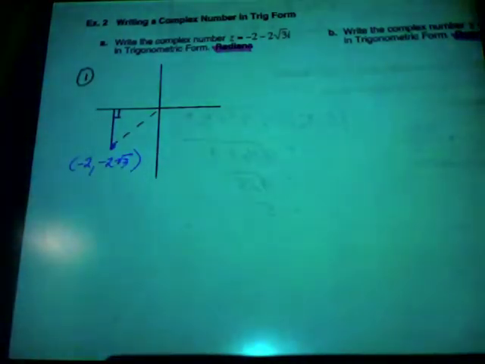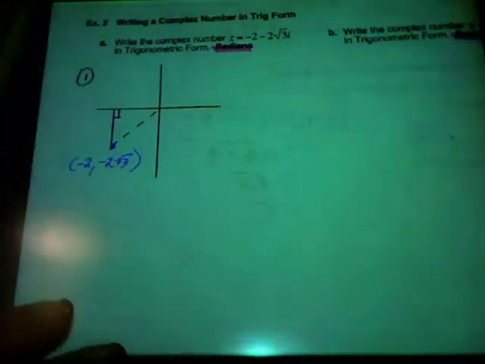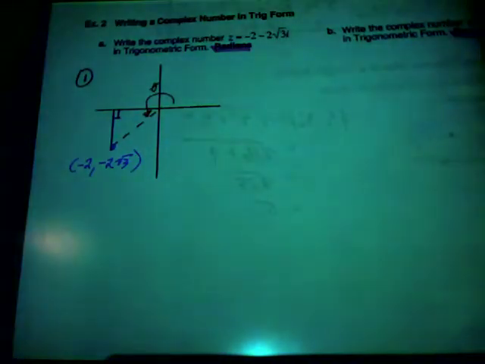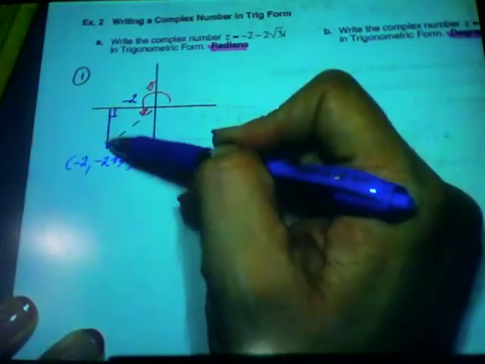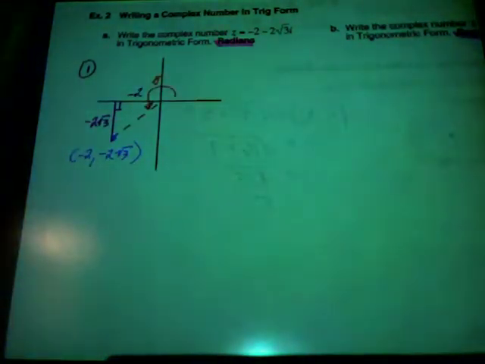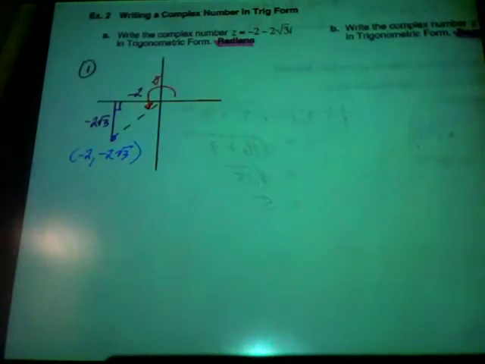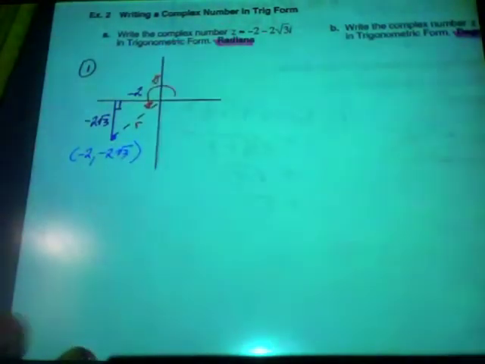So I can create a reference triangle. Go straight up to the x-axis. And what I'm going to end up finding is the angle from here to here, right? I'm going to end up finding that angle. What's this distance from here to here? -2. And what's this distance from here to here? -2 rad 3. So next we do have to find R, right? So R belongs here. So that's our second step.